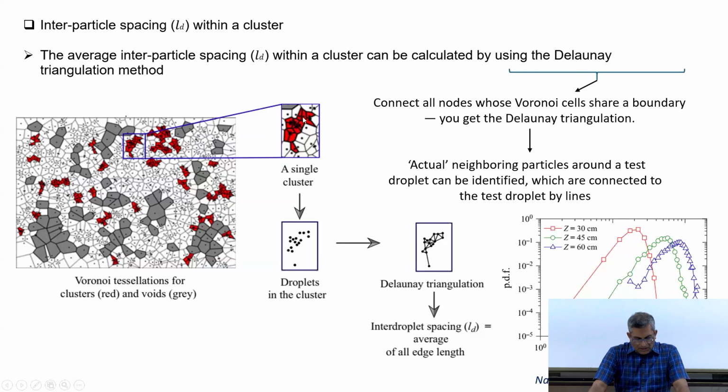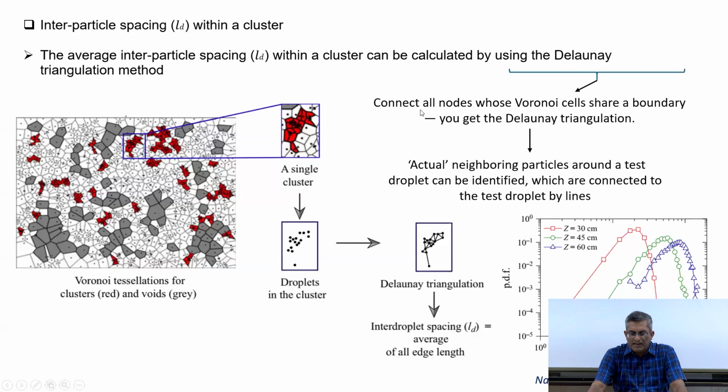What has been observed is that within a cluster, the separation distance does not vary much. So, we can define one average interseparation distance for each cluster, which is measured at one time instant. This Delaunay triangulation corresponds to the Voronoi cells only.